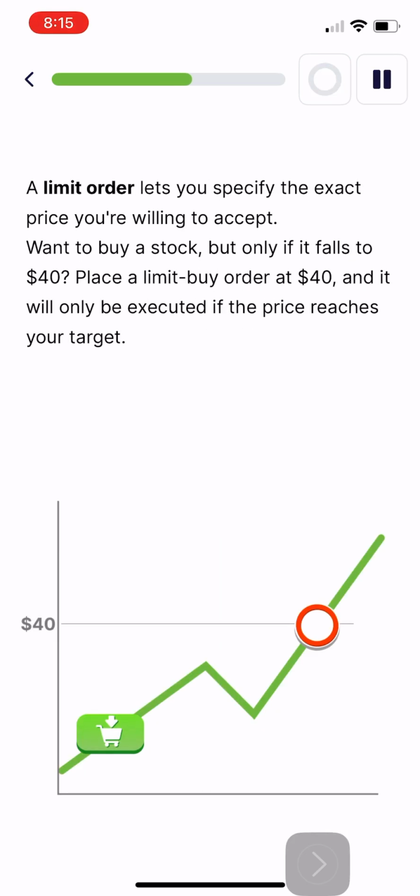A limit order lets you specify the exact price you're willing to accept. Want to buy a stock, but only if it falls to $40? Place a limit buy order at $40, and it will only be executed if the price reaches your target.